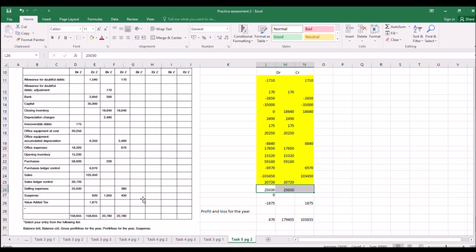Okay, that one's not right, is it? We've missed off that one, right? Okay, so equals to 25,030 minus 380. Here, that one there. So we're still out. Here, suspense account there, and then our VAT position here.